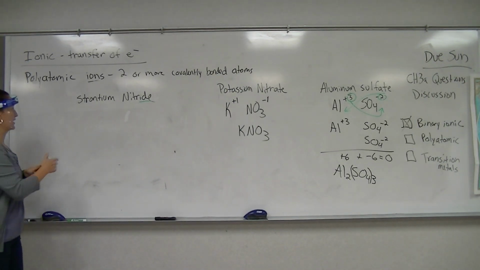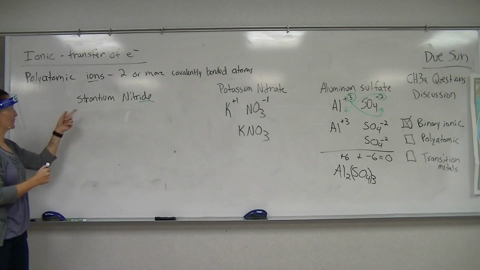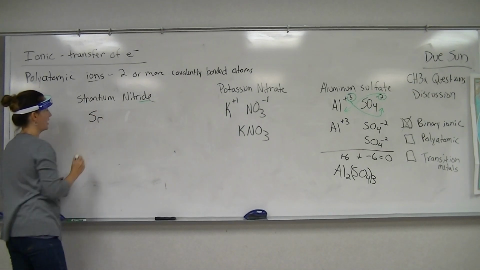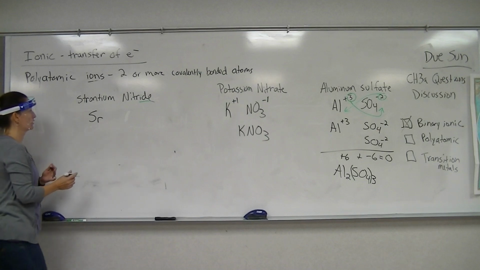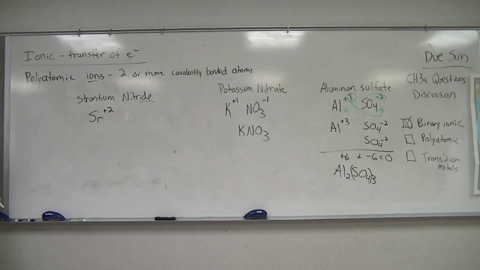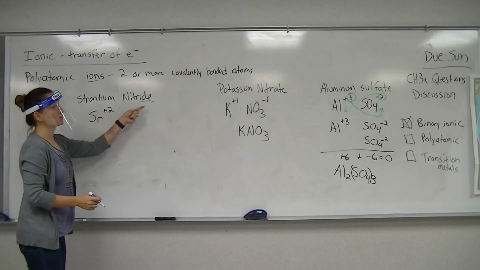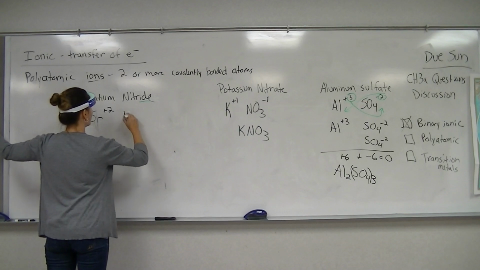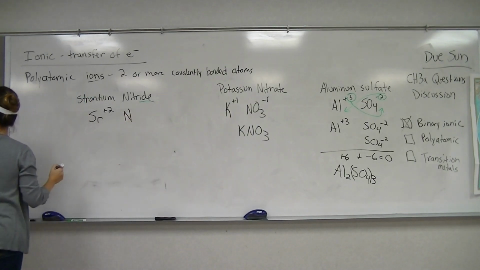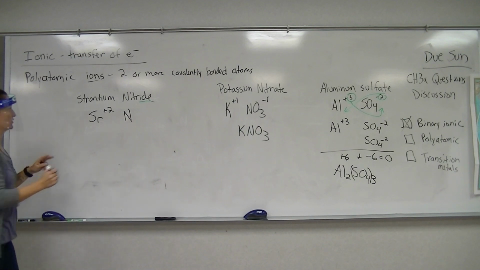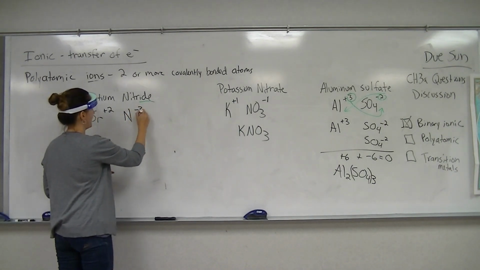Start by writing strontium first. What is the symbol for strontium? It is an alkaline earth, Sr. What's its charge? +2, because it's in group 2, so it's going to lose 2 valence electrons. Now nitride, that's the IDE version of nitrogen. Find nitrogen on the periodic table, just N, and its charge, in group 15, is -3. It's going to gain 3 electrons to have a full octet and become noble gas state.